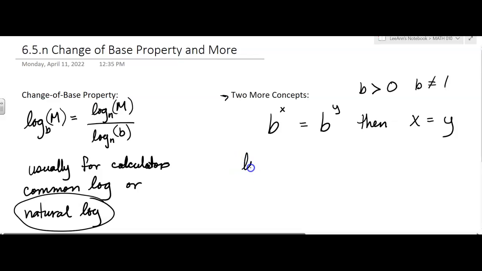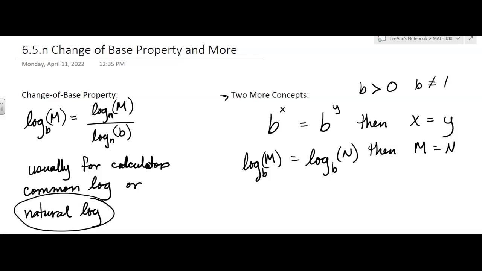And similarly, if you have log base b of m equaling log base b of n, then if and only if m equals n. Okay? So actually I should replace my thens with if and only if. I think we talked about that notation, IFF, if and only if. It just means you can go both ways.